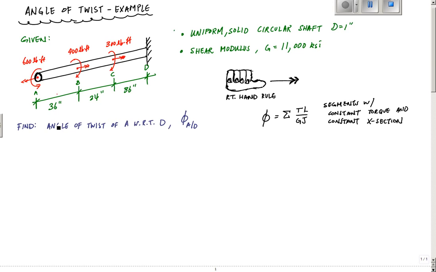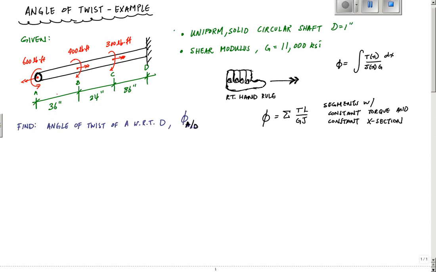And here, what we want to find again is the angle of twist of A with respect to D. This is the symbol we're going to use, a phi for the angle of twist, and then this subscript indicates A with respect to D. And really the equation that we're going to use is this angle of twist equation. You might have seen it as phi equals the integral of T of x over J of x times G.